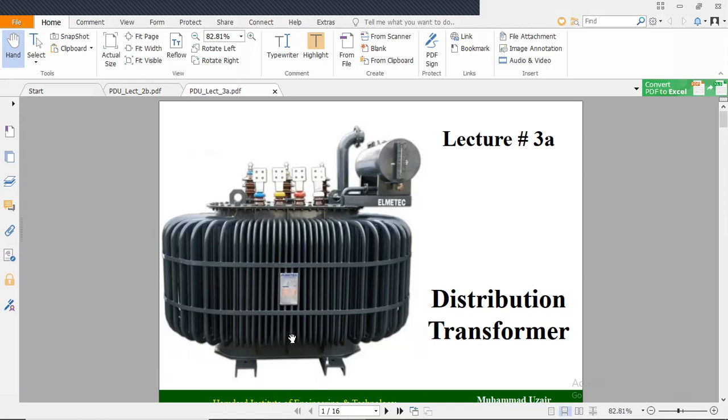This one is, you can say, the nameplate of the transformer, in which all kinds of data are placed. The percentage voltage regulation, phase to phase voltage, distribution transformer rating, and other extra things are mentioned in this nameplate.